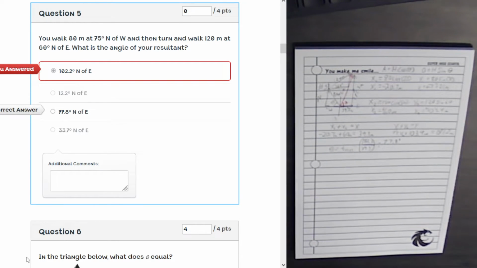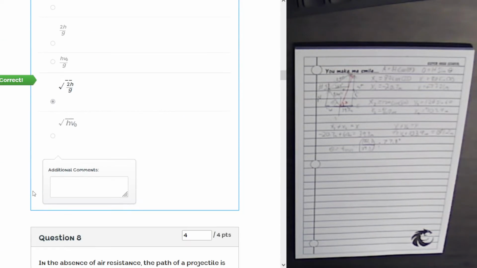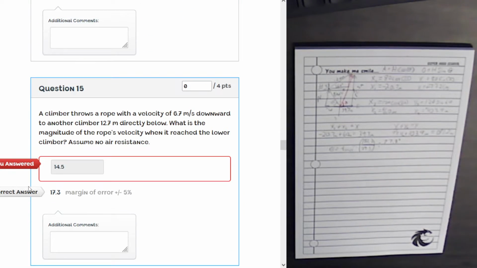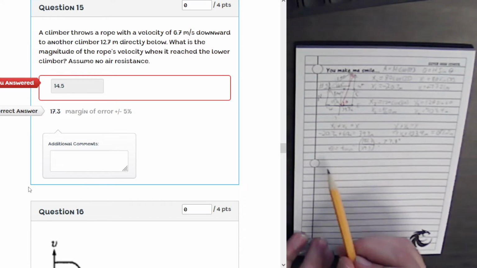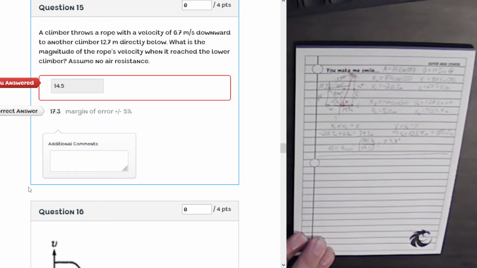Alright, let's look at the next one here. So, got that one. Looks good. What's the next missed one on this one? Here we go. A climber throws a rope downward with a velocity of 6.7 to another climber, 12.7 meters directly below. What's the magnitude of the rope's velocity when it reaches the lower climber?